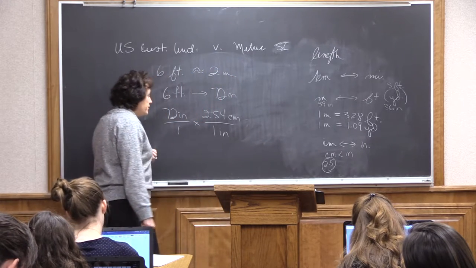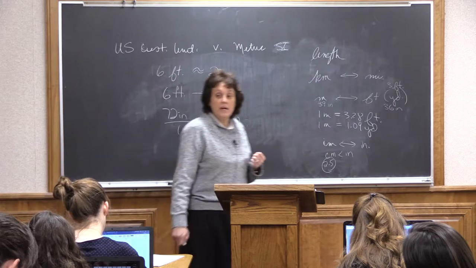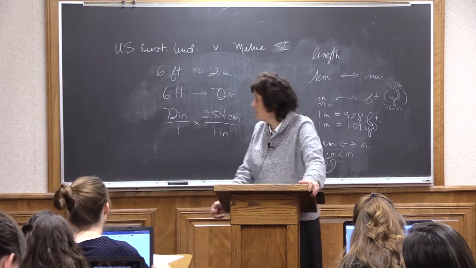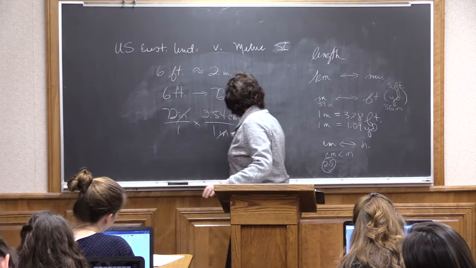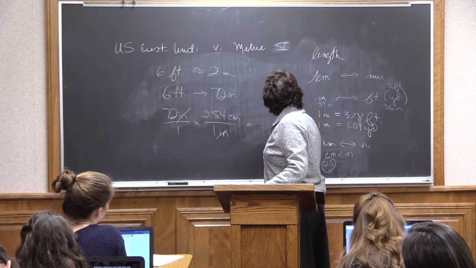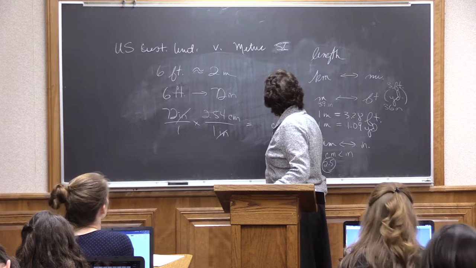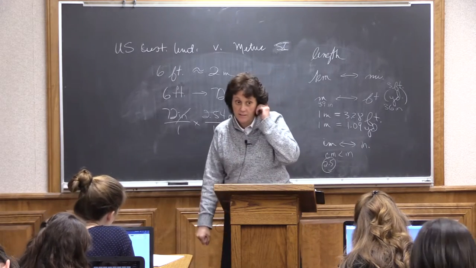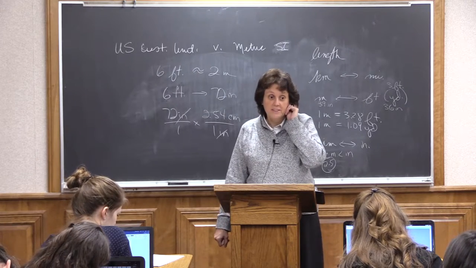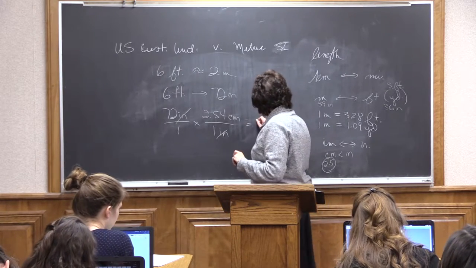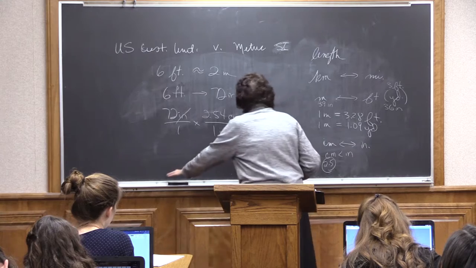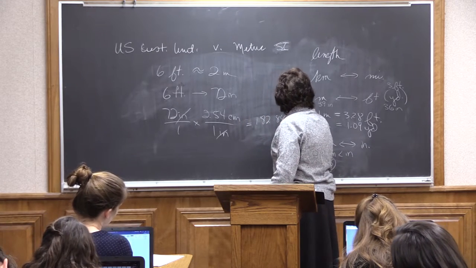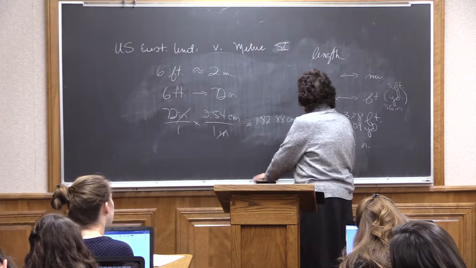All right, so what am I going to do? I'm going to multiply 72 inches times 2.54 centimeters. I'm setting up my cancellation of units. So this is still approximate. How many centimeters is that? What'd you get? 182 and 88 hundredths. 182 and 88 hundredths. All right.